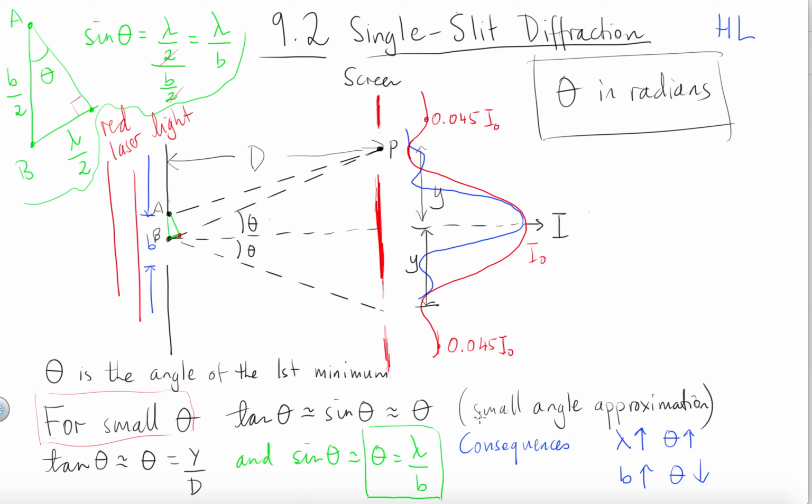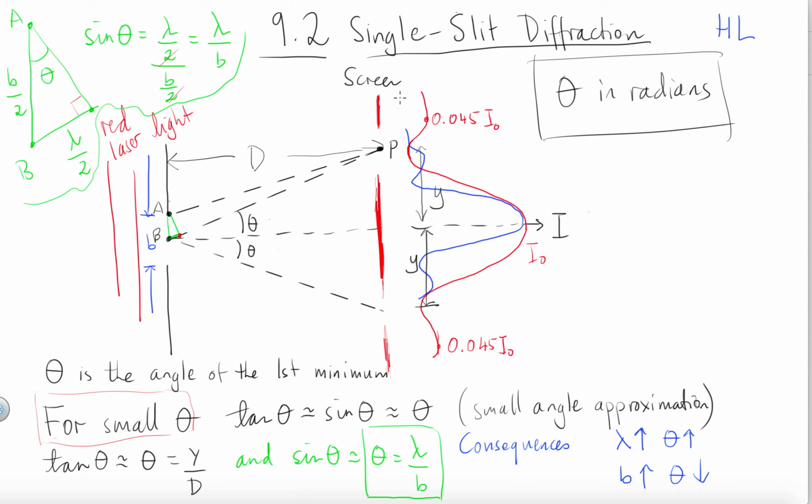The consequences are therefore that if we have a larger wavelength, we're going to have a larger diffraction angle, and if we have a larger slit width, we're going to have a smaller diffraction angle. So therefore, if we had blue light instead of red light, the diffraction pattern would look like this. It would be more bunched together towards the central maximum.